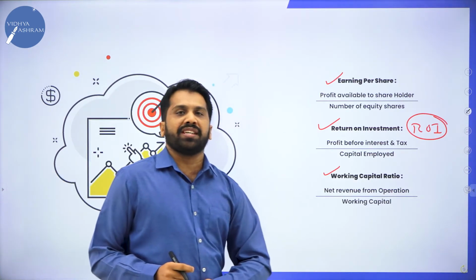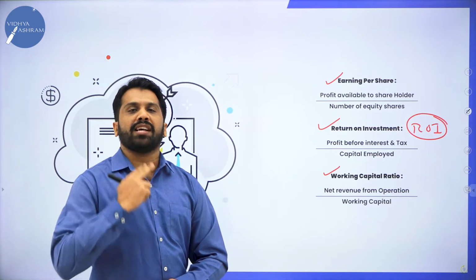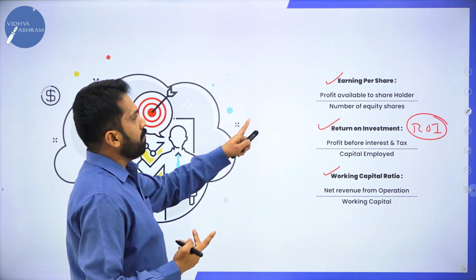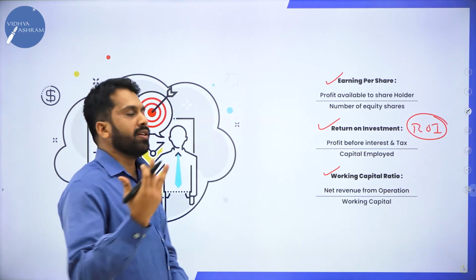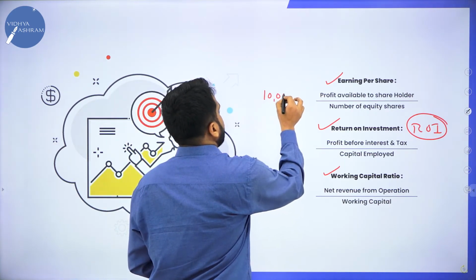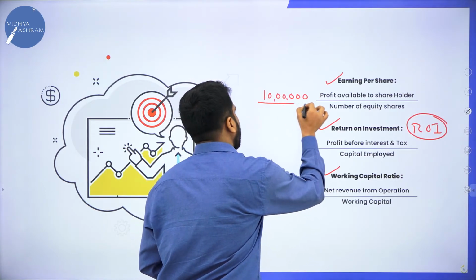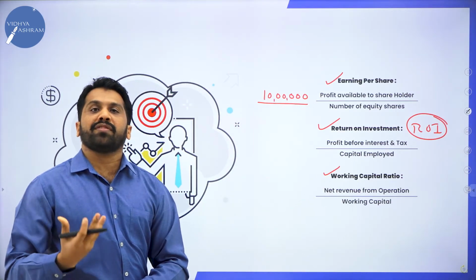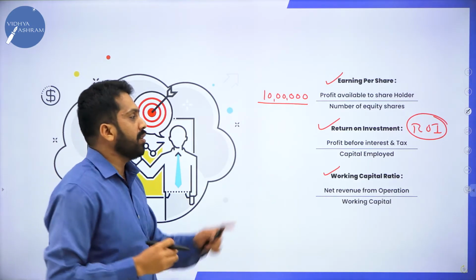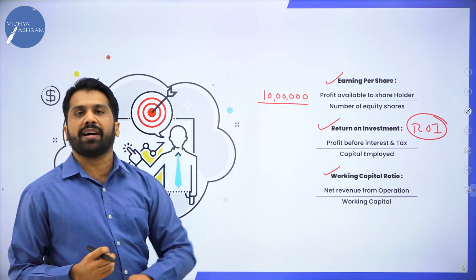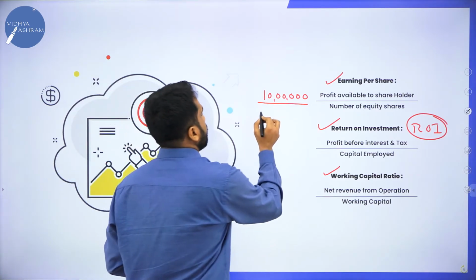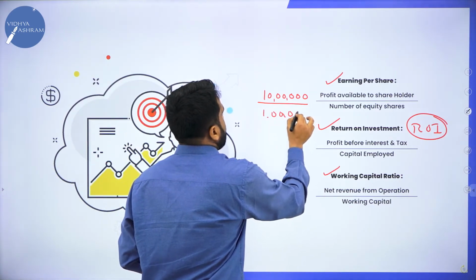Earning per share. Now, what is a share? There are two types of share: one is equity, the other is preference shares. For example, your profit may be 10 lakh. They are not asking the value of the equity shares, they are asking the number of equity shares you have. For example, you have 1 lakh equity shares.